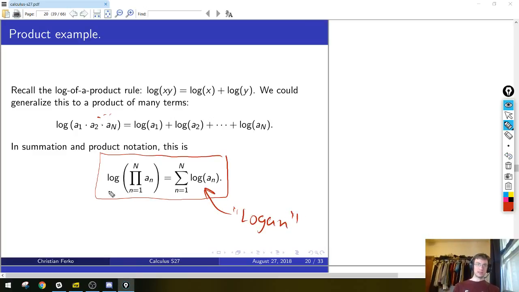But the thing to note is that on the left side, the product appears inside the argument of the log, right? Because this is a single logarithm of a product of numbers. On the right side, the sum appears outside the log because we are adding up logarithms. It's not the logarithm of a sum. It is the sum of the logarithms. So, anyway, hopefully this shows an example of why this notation is very powerful, because now we can express this thing in this much more compact notation.